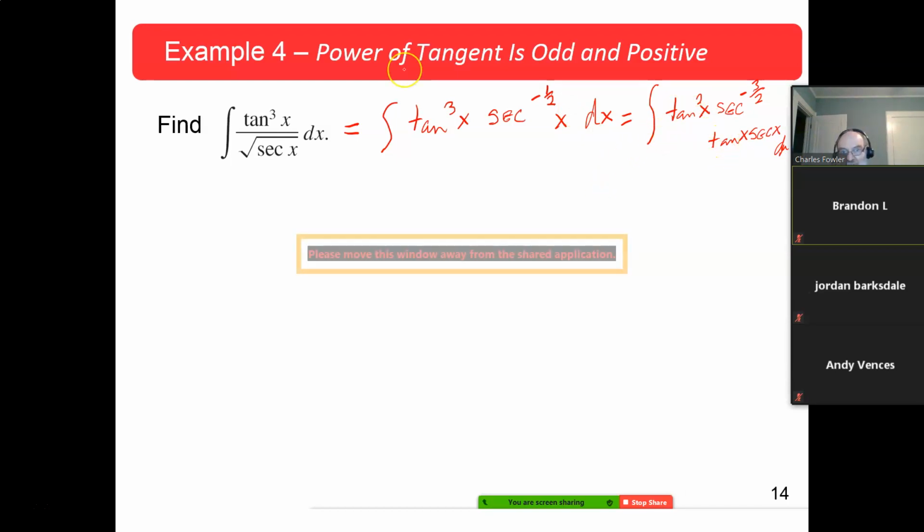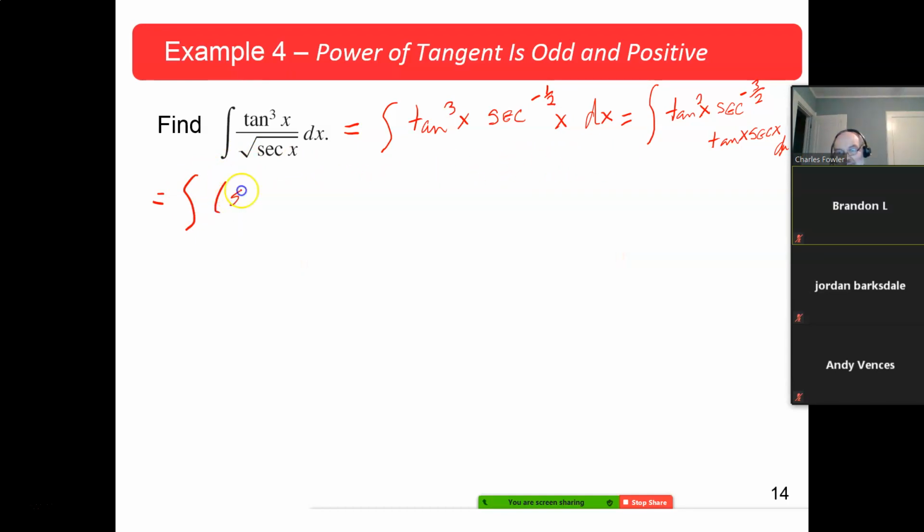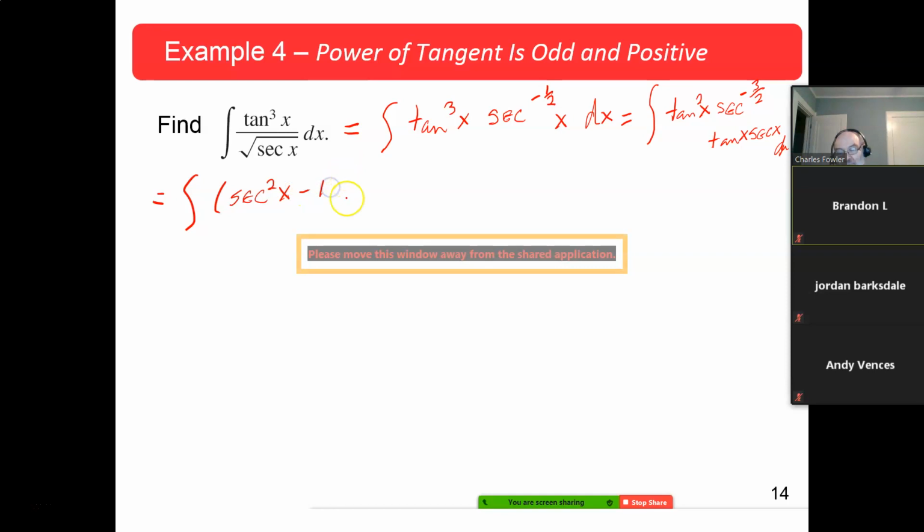Now let's just check and make sure we got it right. Tangent squared times tangent, that's tangent cubed, that works well. Secant to the minus 3/2 times secant to the 2/2, that would give you secant to the minus 1/2. Yes, we've got it. This is the derivative of secant. So let's get this in terms of secant. So I'm going to come over here and do the integral. Tangent squared is secant squared x minus 1.